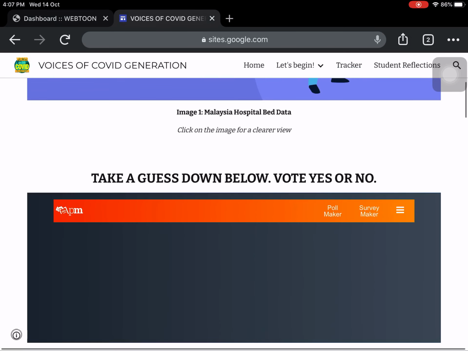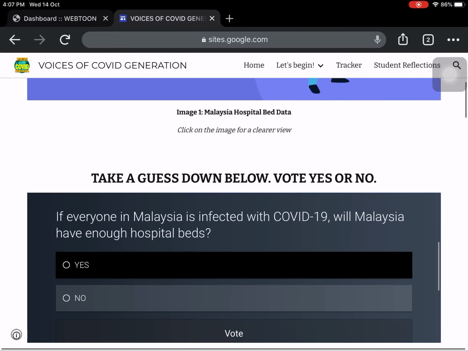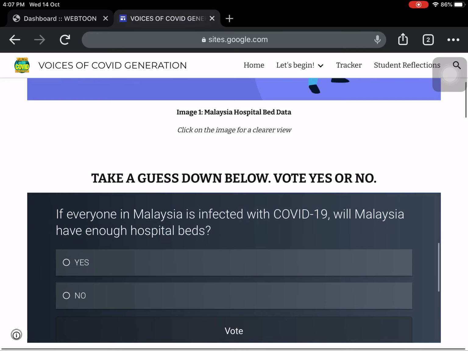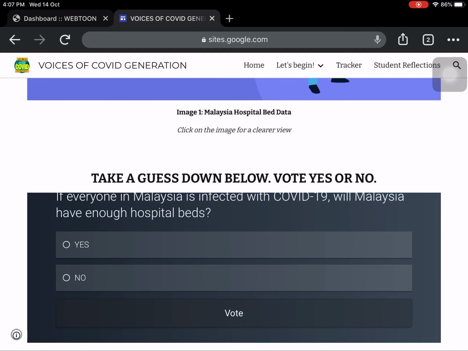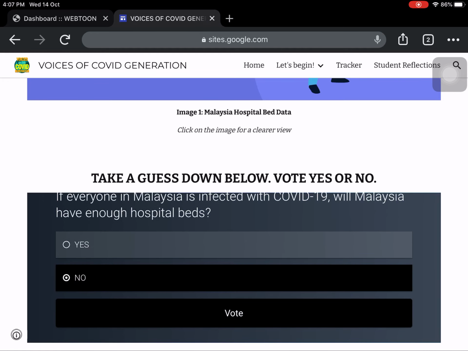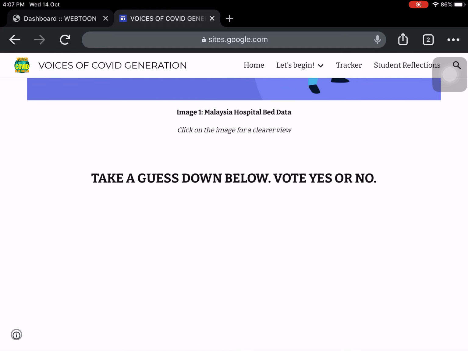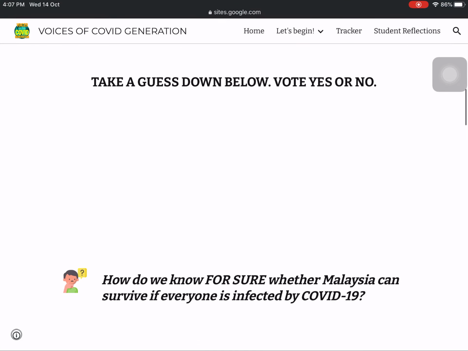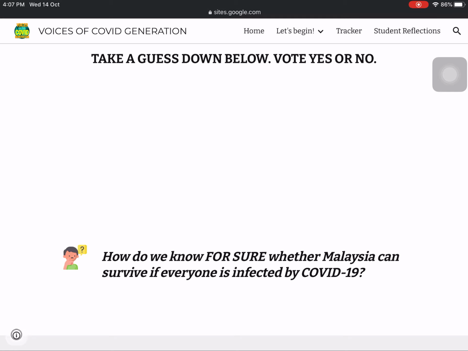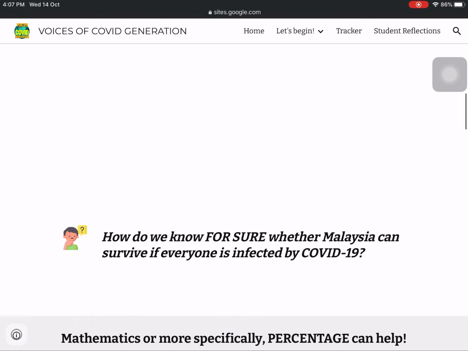Okay, so you can vote over here, take a vote below. If everyone in Malaysia is affected with COVID-19, will Malaysia have enough hospital beds? I would say no. I would vote, and then you can see your answer. Okay, so feel free to play the games or activities that they have here.